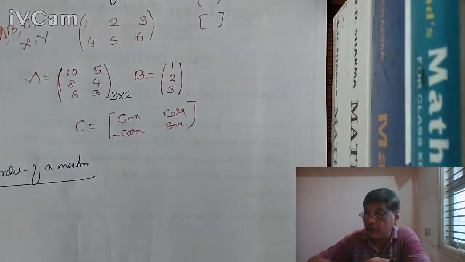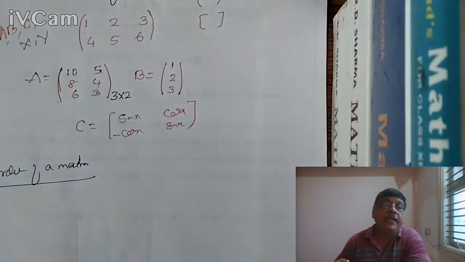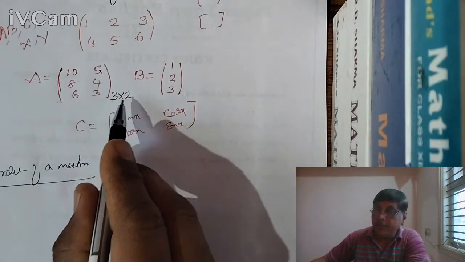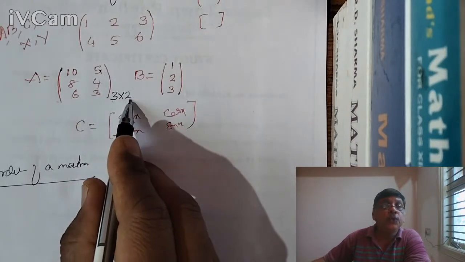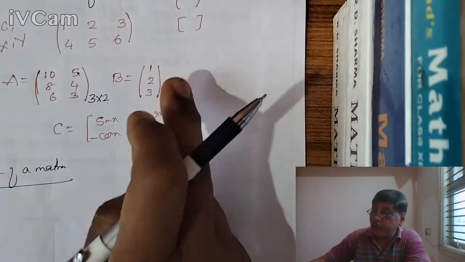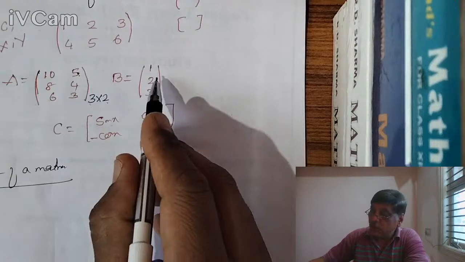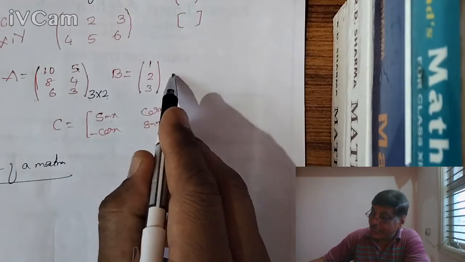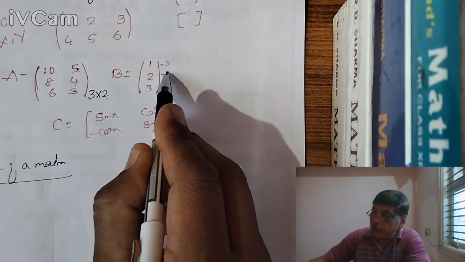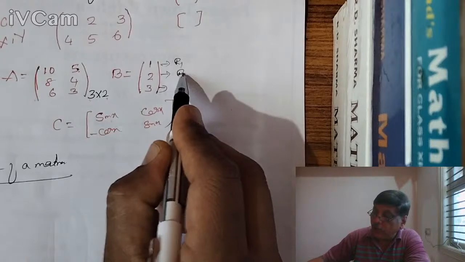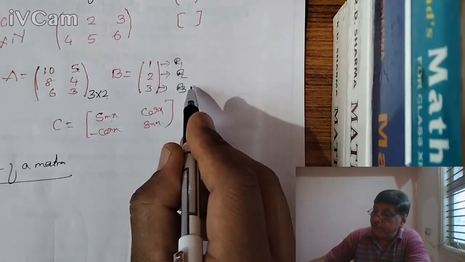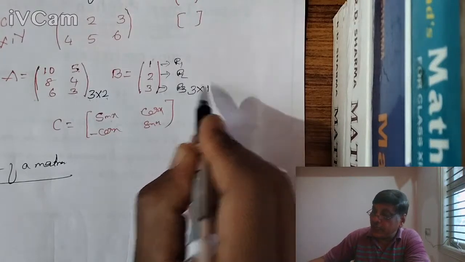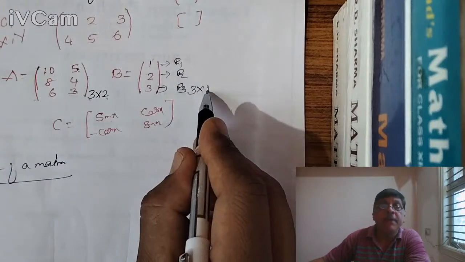I hope all of you got it. Yes or no? So order of a matrix means number of rows into number of columns. Here we read it as 3 by 2. Got it? Next we come to another example, B. B is a matrix. First you count the number of rows: 1 is a row, 2 is the second row, 3 is the third row. This is R1, R2, R3. So in this matrix we have 3 rows and only one column. Therefore we say that the order of the matrix B is 3 by 1.